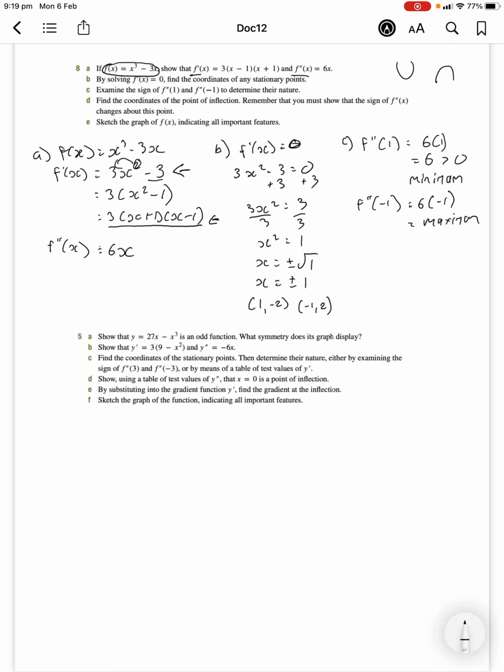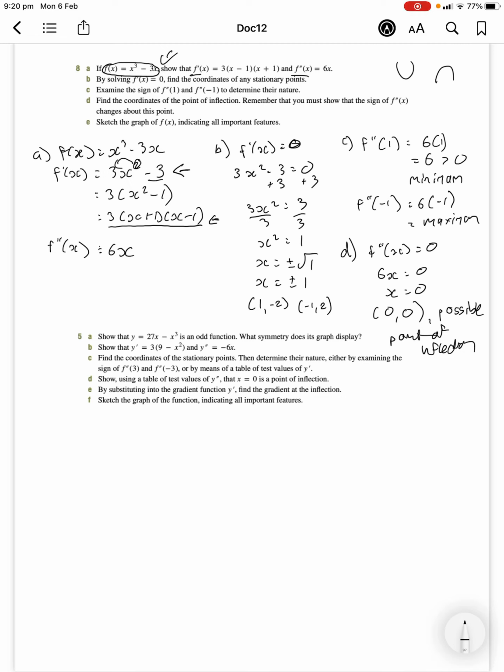Find the coordinates of the point of inflection. So, a point of inflection is when my second derivative is equal to 0. So my second derivative is equal to 0. We've got 6x equals 0, which is when x is equal to 0. We can find the y coordinate by substituting it back into the original equation up the top there. We get 0, 0. That is a possible point of inflection.